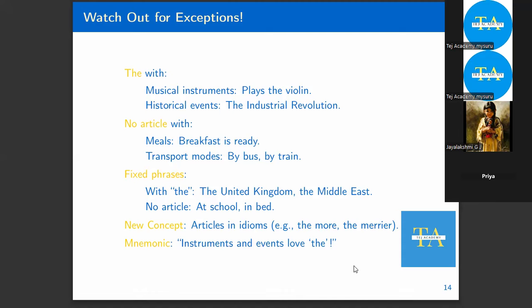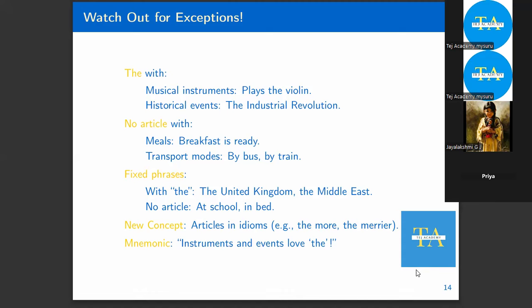And here we next have the new concept. Okay, here again we have one more new concept. Articles in idioms. The more, the merrier. While an article in the sentence is a, if it's an idiom, we can use the in front of it. And mnemonic: instruments and events love the. Okay, if you can remember it, it's better.